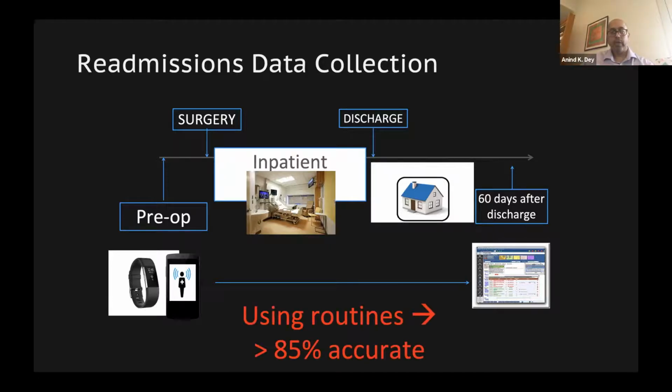And it turns out that using routines, we could predict with about 85% accuracy, so not good enough to be used in practice, but certainly better than many of the state-of-the-art approaches, which patients were going to be readmitted. And what was really the case was how much the patients were able to move. The Fitbit was the most valuable sensing. The key feature in our model was how much patients were able to move and how frequently.